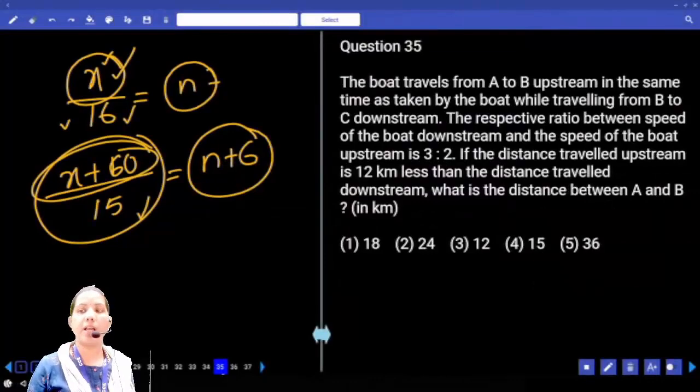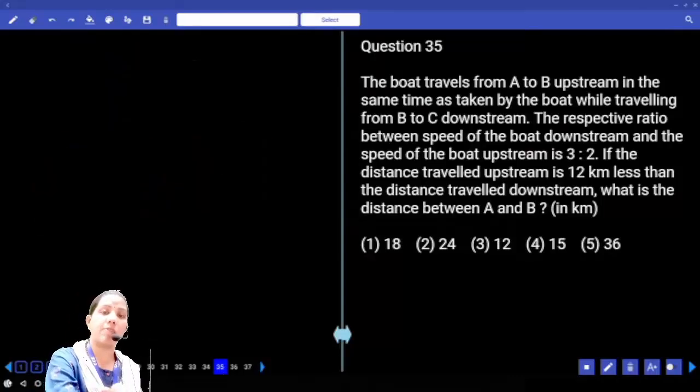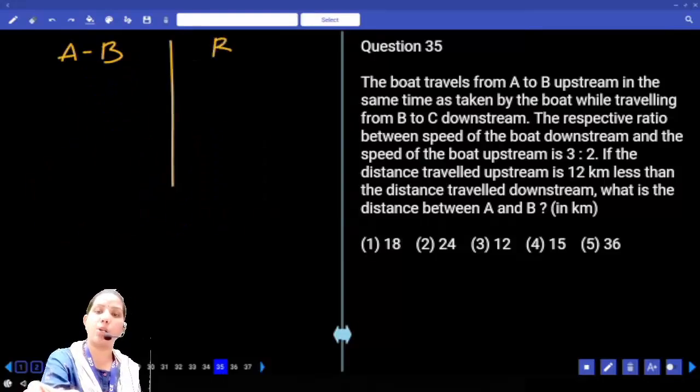Question number 35. A boat travels from A to B upstream in the same time as taken by the boat while traveling B to C downstream. The respective ratio between the speed of boat downstream and the speed of boat upstream is 3:2. If the distance traveled upstream is 12 kilometers less than the distance traveled downstream, what is the distance between A and B? First information is A to B and the second information is B to C.